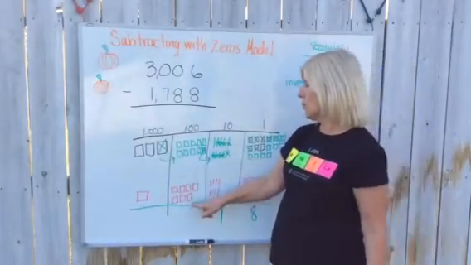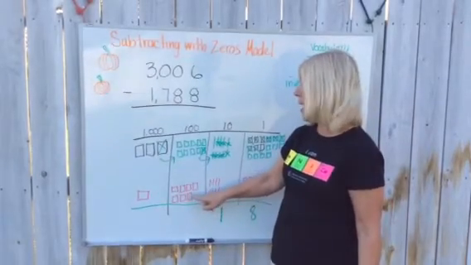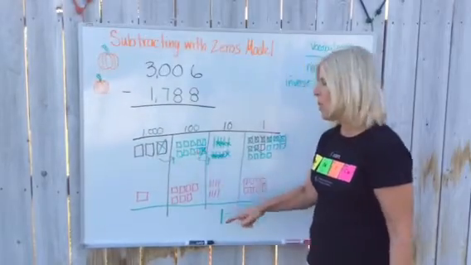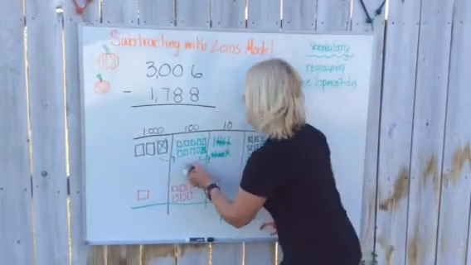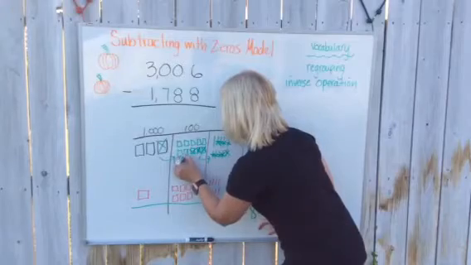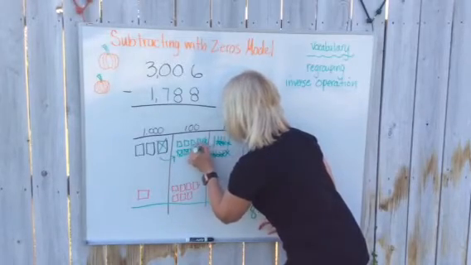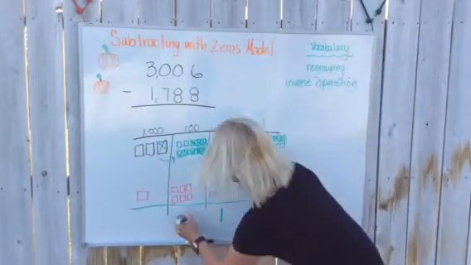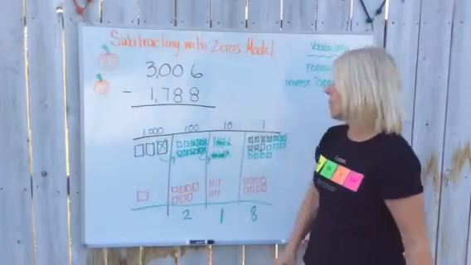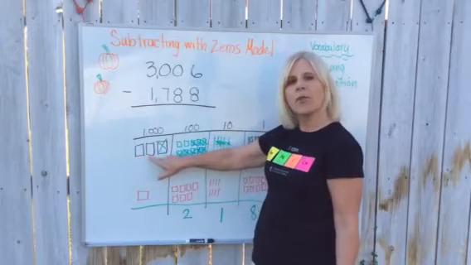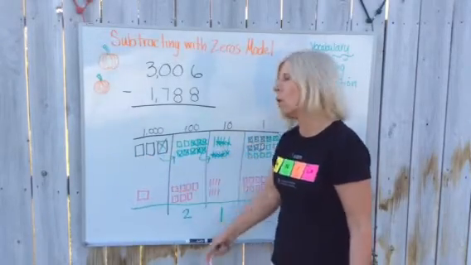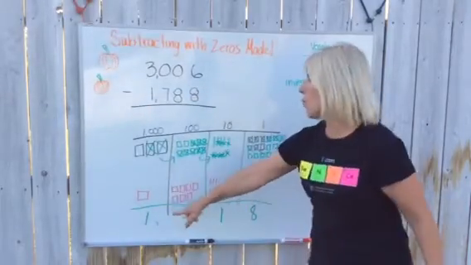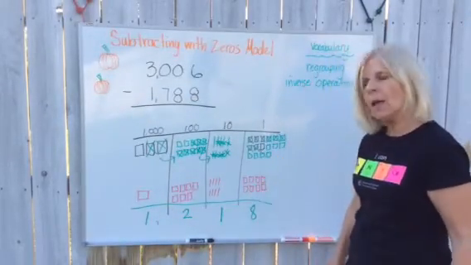Next, I go to my hundreds, and I'm subtracting 7, and as you can see, I have 9 left over. So I'm going to cross out 7. 1, 2, 3, 4, 5, 6, 7. And that means I have 2 left over. Okay, and then the last, you can see I have 2,000 up here, and I'm only subtracting 1, so I'm crossing that out. And so my answer is 1,218.